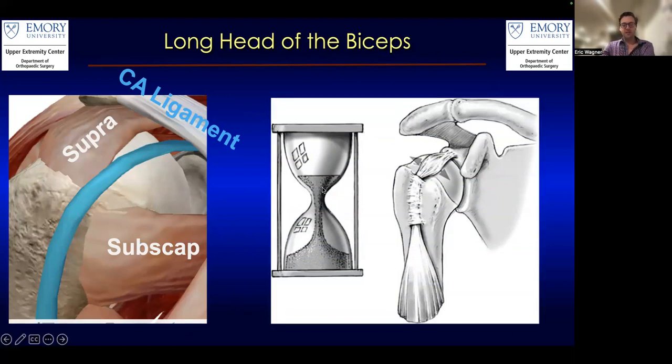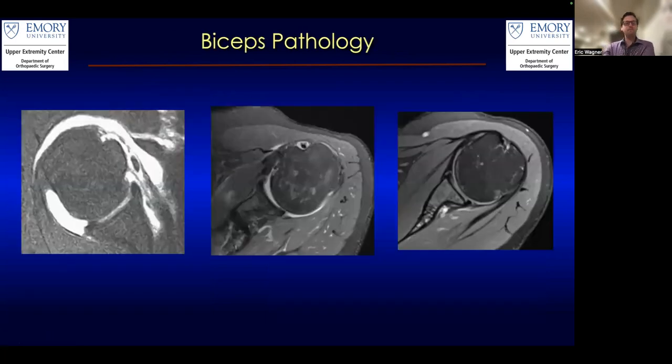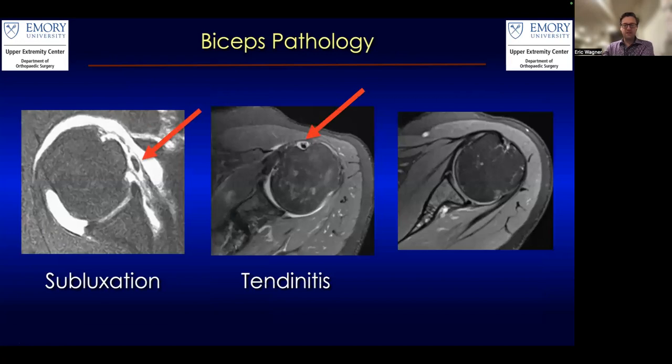This is a nice illustration by Pascal Boileau showing this hourglass sign, where the biceps is kind of pinched on itself. And this is sort of biceps pathology. You can see the subluxation, you can see some tendonitis, and then this is like a little split tear. You can see one circle here and one circle here. And these are all signs of pathology.